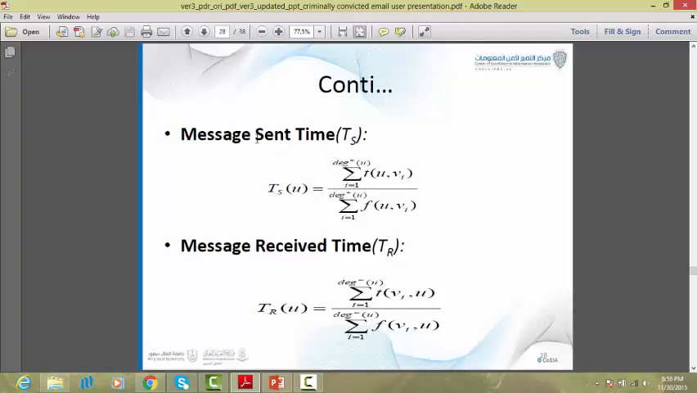After that, message send time. Here we can see that it is nothing but the summation over different iterations. Here we are dividing time by frequencies, where the time is the time at which the messages were sent, and the frequencies stand for the number of emails sent or received. It is based on that.